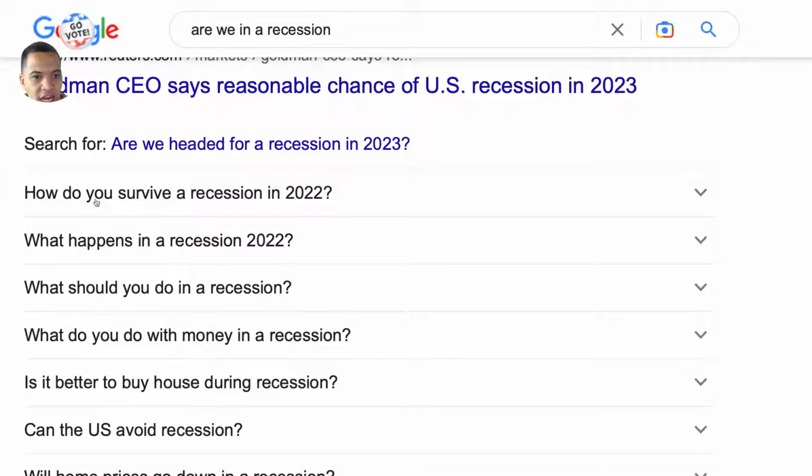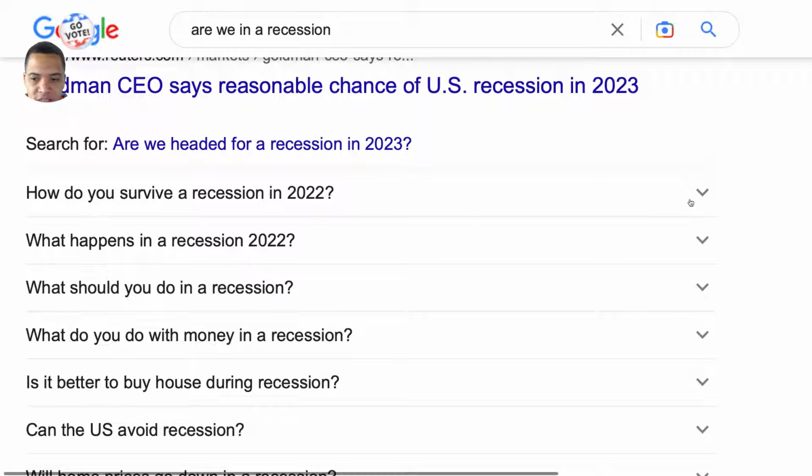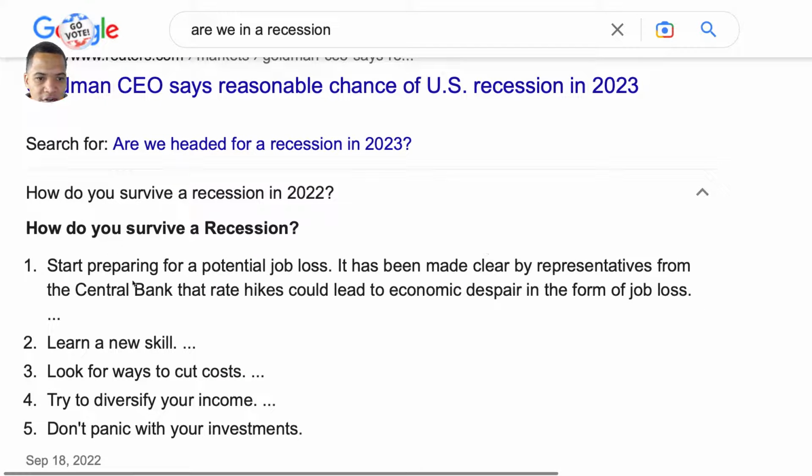How do we survive? How do you survive a recession in 2022? Well, let's see what they have to say here. Google. How do you survive a recession? Start preparing for a potential job loss. It has been made clear by representatives from the central bank that rate hikes could lead to economic despair in the form of job loss.